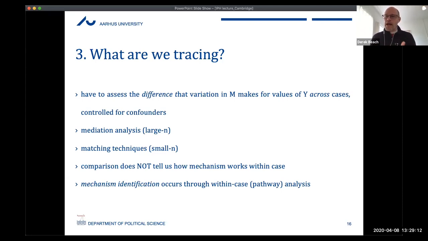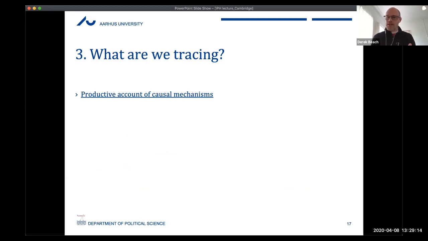I think there's another way, and there's a lot of people in the philosophy of science that say there's another way of thinking about processes and mechanisms that has particular types of epistemological implications for how we do research and the questions that we're able to answer. And this is what could be called the productive account of causal mechanisms, where we're trying to open up what's going on in between. So we're really trying to open up that black box and observe it.